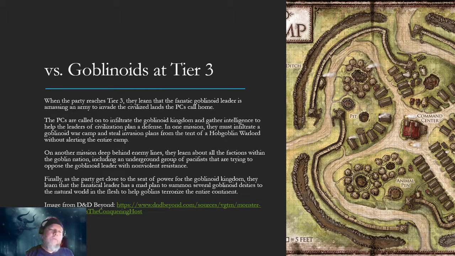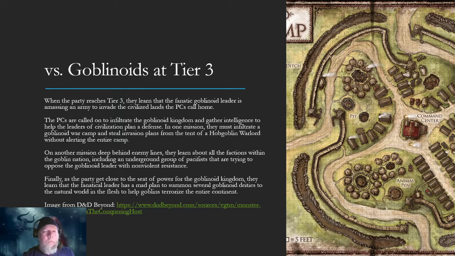All right, so when the party reaches Tier 3, they learn that this fanatic Goblinoid leader is amassing an army to invade the civilized lands that the PCs call home. So now, there's a bunch of different missions that can be done. And the PCs will probably undertake several of these. They may not undertake all of them. They may be a specialist that does just one kind of mission over and over again.